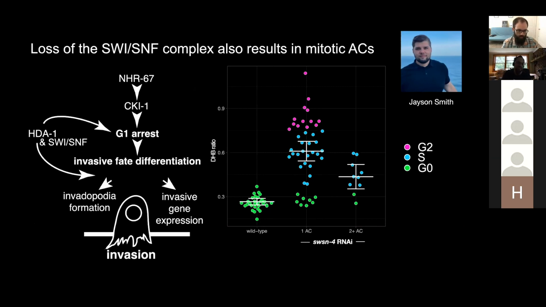And so that's forced us to reaffirm a model that we published a couple of years ago, that these chromatin modifiers likely function both at the level of cell cycle arrest and cell invasion.